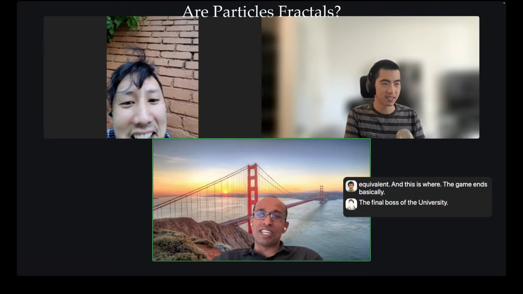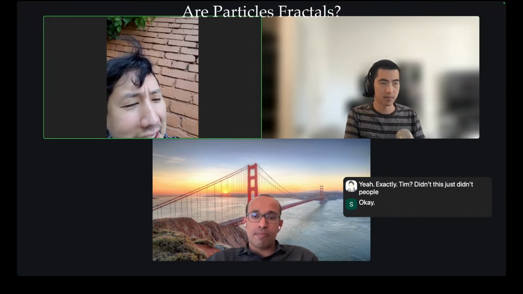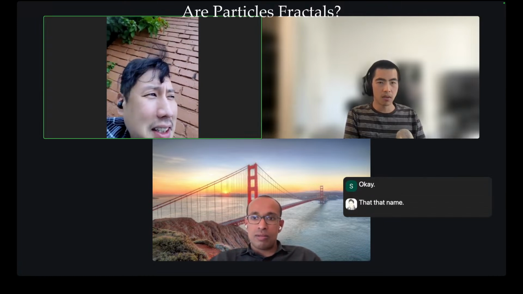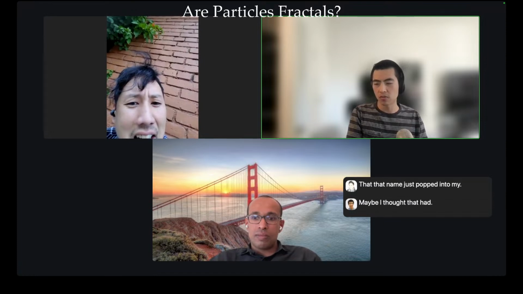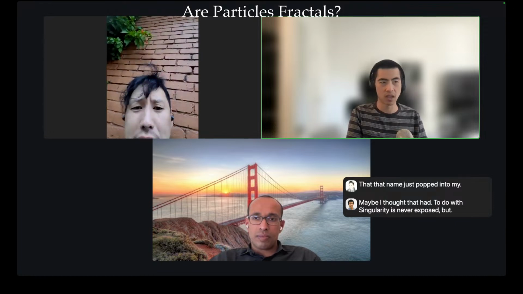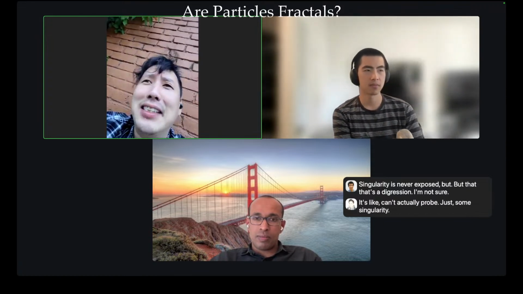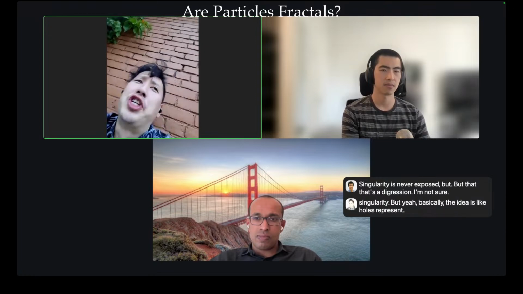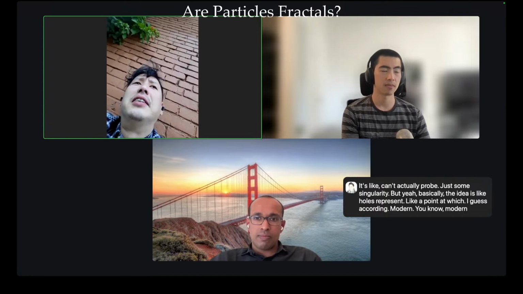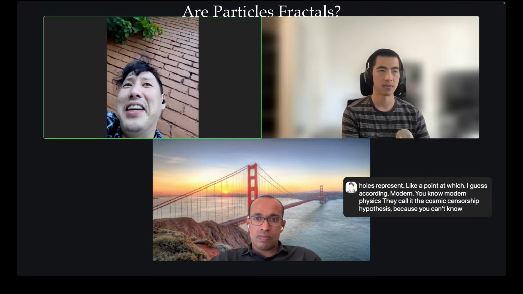The black hole essentially is what you're saying. Yeah, exactly. Did people used to call this something like the cosmic censorship hypothesis? That name just popped into my head. Maybe I thought that had to do with singularities never being exposed, but that's a digression. I'm not sure. It's similar. It's like you can't actually probe the structure into the singularity. But basically the idea is that black holes represent a point at which, according to modern physics theories, they call it the cosmic censorship hypothesis because you can't know anything beyond that.